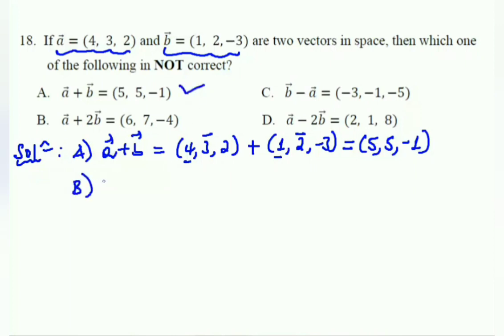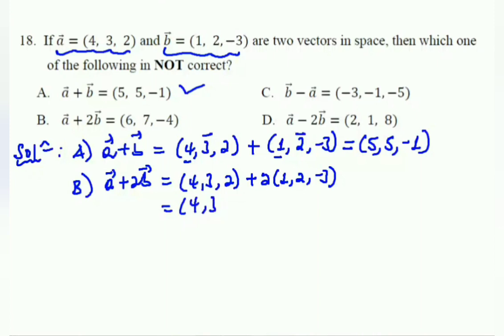Let's check for B. In B, we have A plus 2B. A is 4, 3, 2. And twice vector B is multiplying each of the components of vector B by 2. So we get 4, 3, 2 plus 2 times 1 is 2, 2 times 2 is 4, 2 times minus 3 is minus 6. So add 4 with 2, the result is 6. 3 with 4, it's 7. 2 with minus 6, it's minus 4. Therefore, still this is correct.